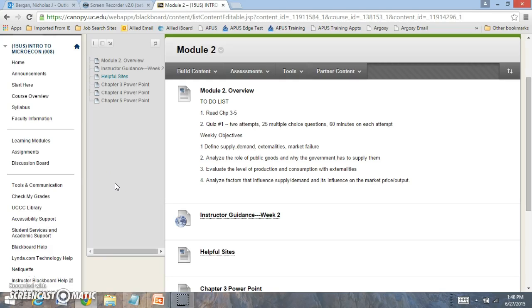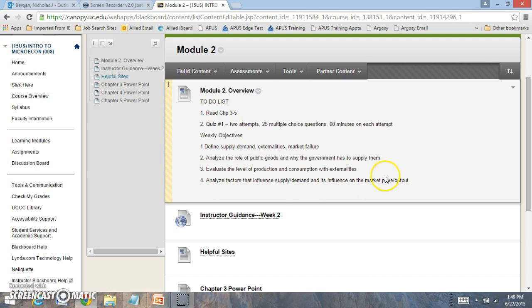In Module 2, you're going to be reading chapters 3 through 5. You have quiz number 1. You'll have 2 attempts, 25 multiple choice questions, and 60 minutes on each attempt. When you start the attempt, make sure that you finish it, as each attempt counts from when you start it, so make sure to focus on that.